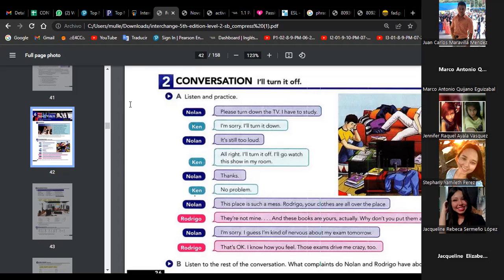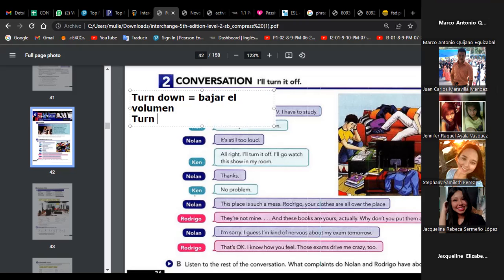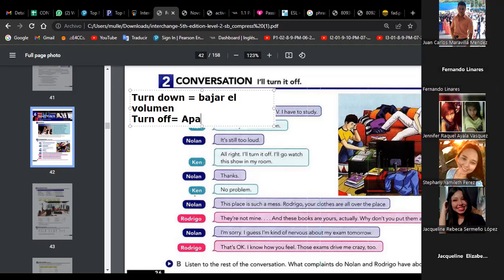Now let me ask you, what is the meaning, according to the conversation, of turn down? What is the meaning? Apagar. Yes, we can say that over here. So what will be the meaning of turn it off? Apagar. What will be the meaning of put them away? Put away. Quitar del camino, del paso. Yes. So that would be the meaning.